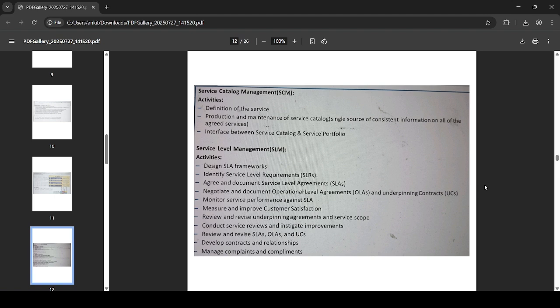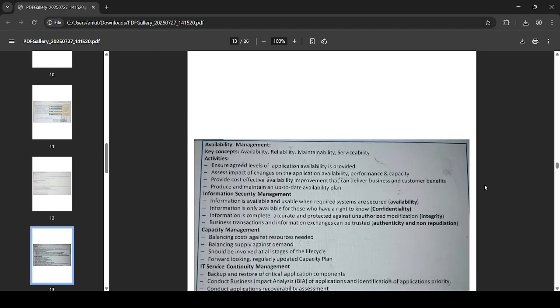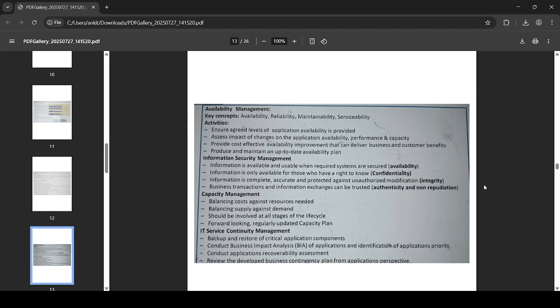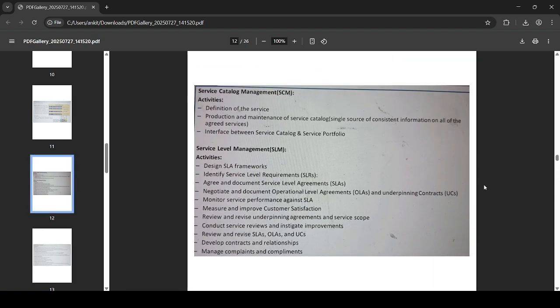Service catalog management, what does it define? It defines activities like the definition of the service, production and maintenance of the service catalog. So, service catalog management comes under which phase of the ITIL? It comes under service design. Service catalog management, service level management, security management, availability management, capacity, IT service continuity management, all come under service design. We have to first design it.